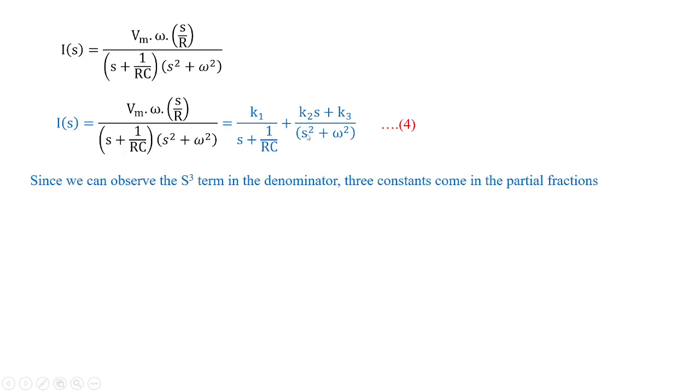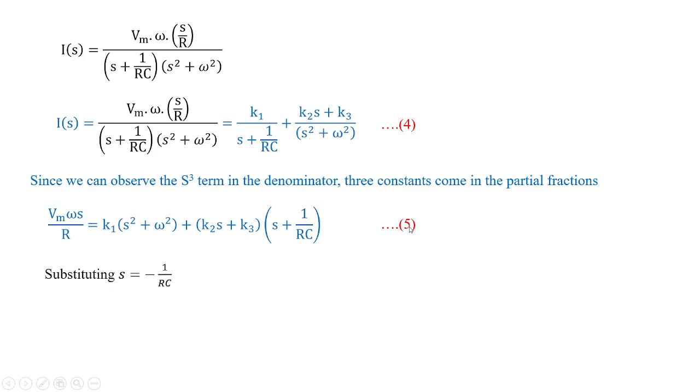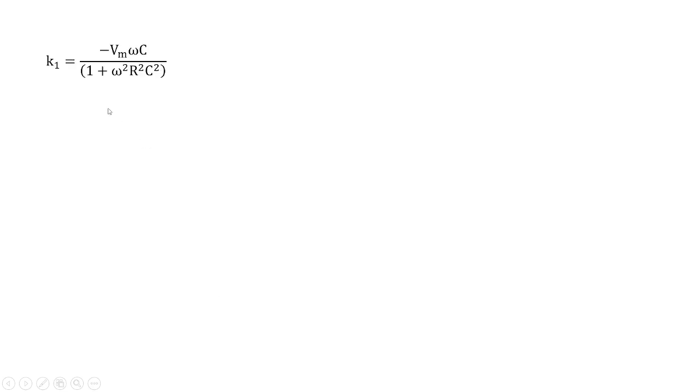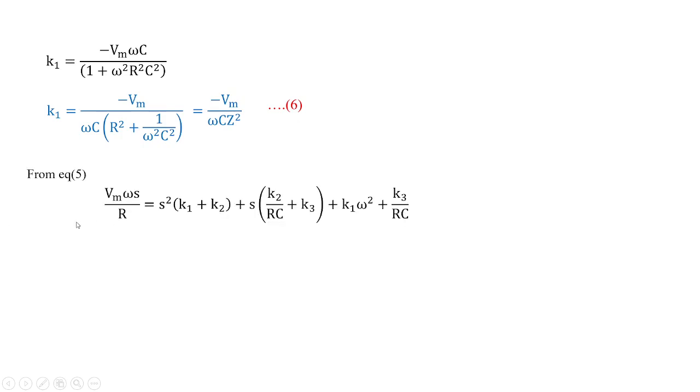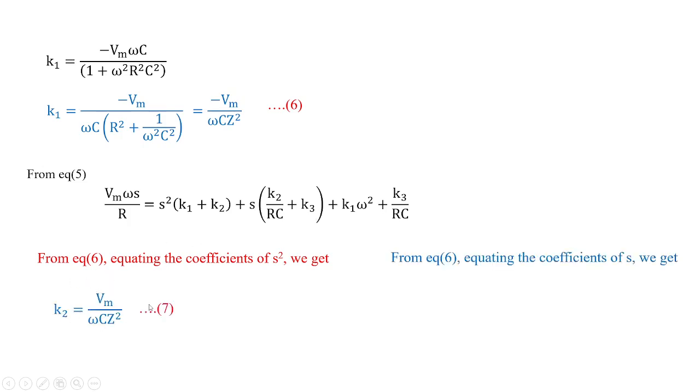As I told you, we have an s cube term in the denominator, so naturally we have three arbitrary constants. Those arbitrary constants can be found by first taking equation 5 and substituting s equal to minus 1 by RC, which gives K1 as minus Vm by omega C z square. Once K1 is obtained, again we take equation 5 and replace in terms of the s square term, s term and constant term. With this we can get the values of K2 and K3.